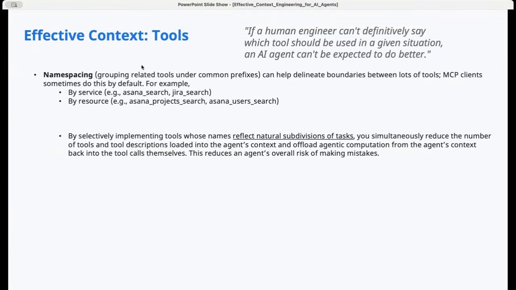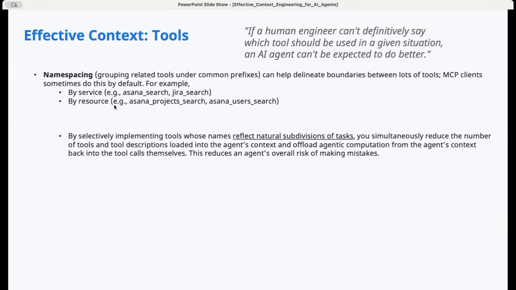Second is the naming of the tools. They also mention the namespacing of the tools. Adding a prefix or suffix can help define the boundaries around the tools. For example, we can name the tool by service, say an Asana service or a Jira service. So you can add the prefix to the tool so that it's very clear about the namespacing, or the service that the tool is going to use.